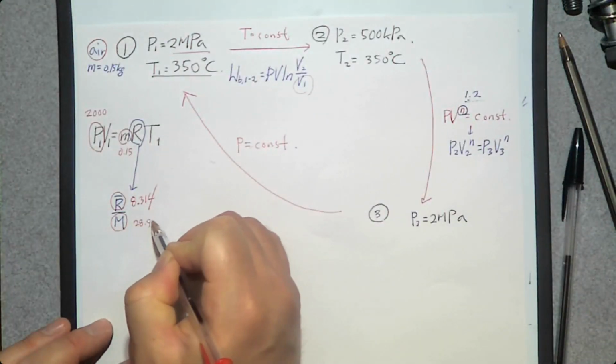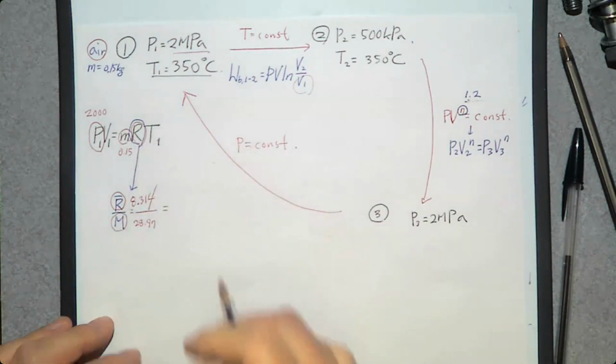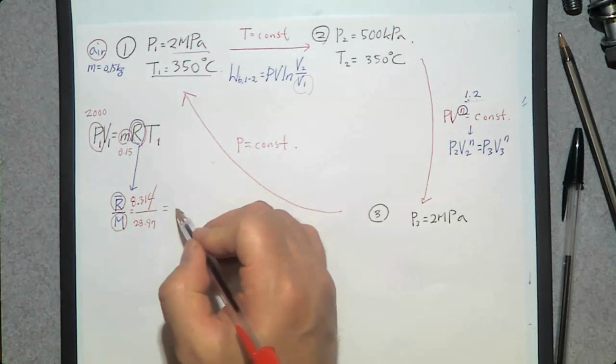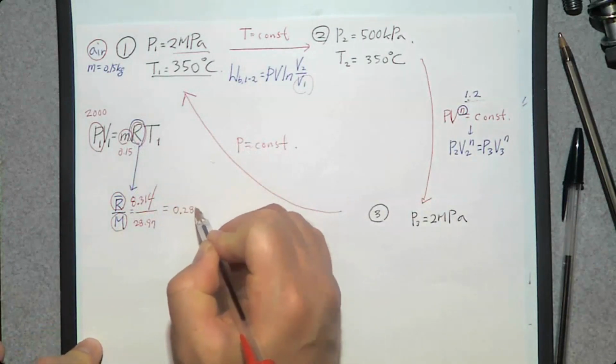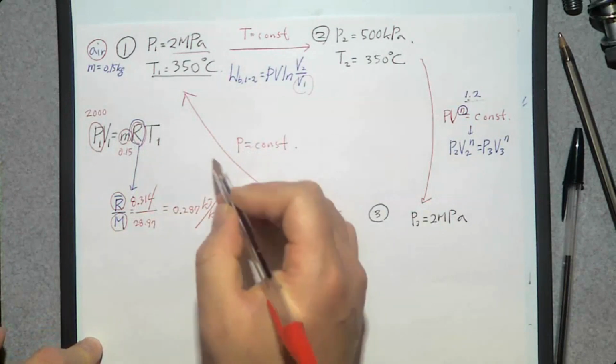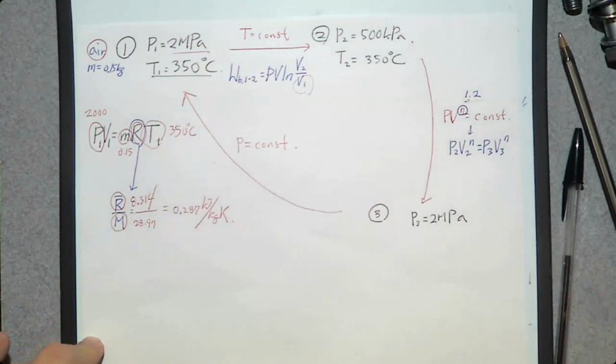But you can just memorize the gas constant for air because air is one of the most widely used working gases in engineering. So you can just memorize this number, 0.287 kilojoule per kilogram Kelvin. What about temperature? 350 degrees Celsius. Then you can determine the initial volume V1.